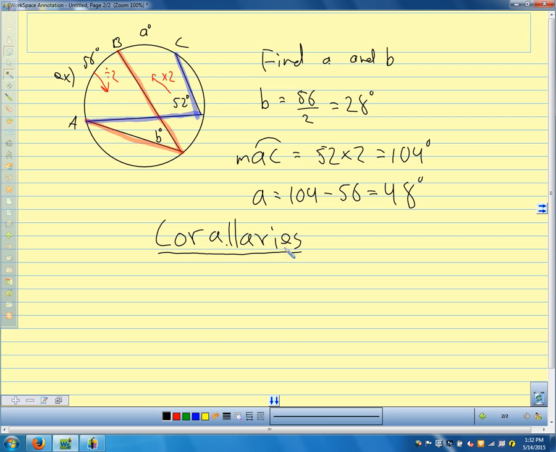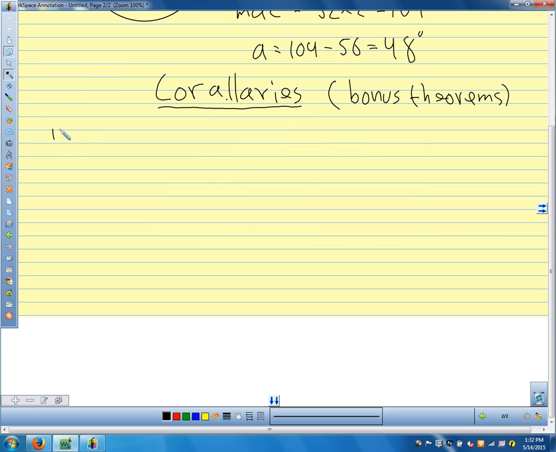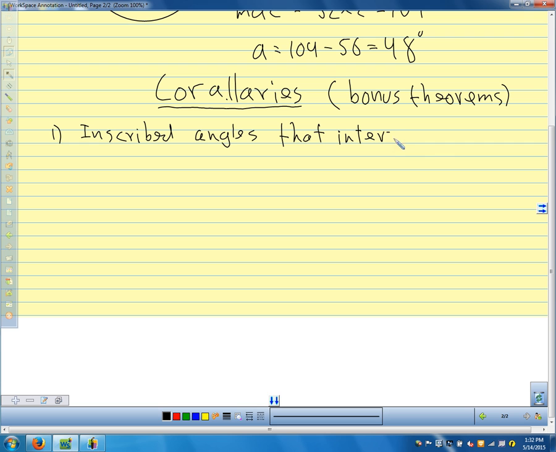Corollaries just mean extra things that we can figure out easily. I like to think of them as bonus theorems. So we have 3 corollaries that we're going to talk about. 1, inscribed angles that intercept the same arc are congruent.